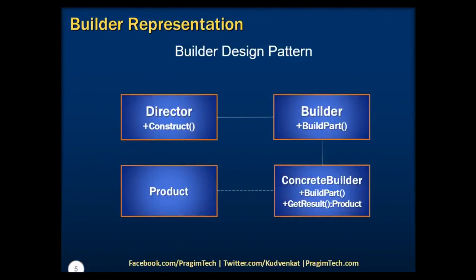Now let's take a look at this illustrated diagram. The builder over here defines a template for the steps to construct the product. To simplify, builder specifies an abstract interface for creating parts of a product object, whereas the concrete builder implements the builder interface and provides an interface for getting the product. And the director is responsible to construct the object through the builder interface. The product is the main object that's constructed and it represents the complex object.